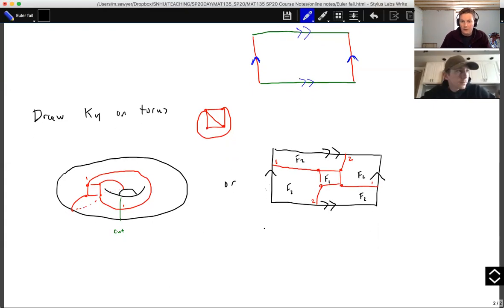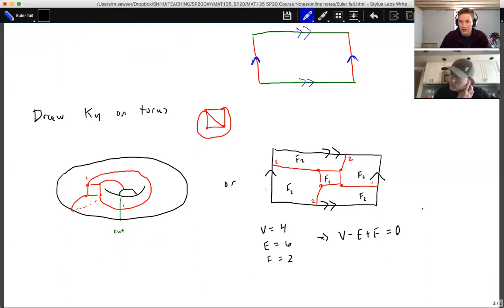So I have 4 vertices. And I have 1, 2, 3, 4, 5, 6 edges. And I have two faces. And so this means my Euler characteristic for the shape is equal to 0. So my torus has Euler characteristic 0 for this.